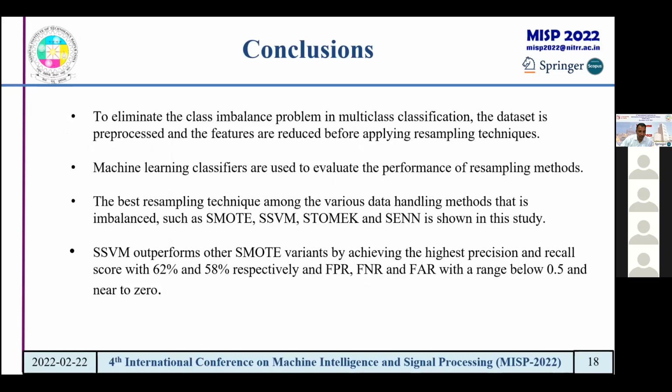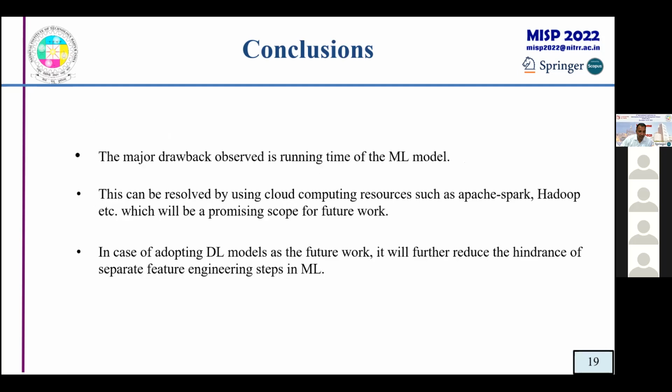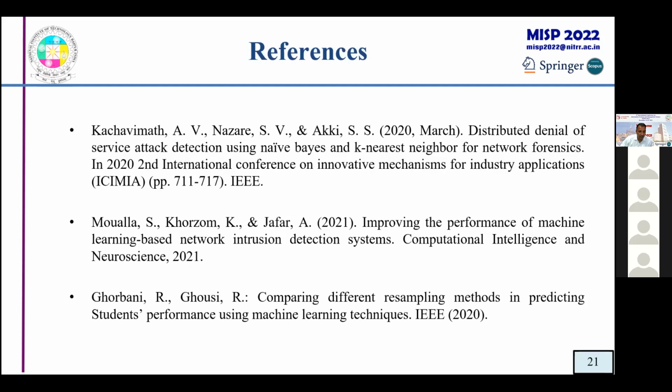And then the conclusion is that the best resampling technique among the various data handling methods for imbalanced data, such as SMOTE SVM, SMOTE-Tomek, and SMOTE-ENN shown in this study, is SMOTE SVM, which outperforms the other SMOTE variants. The drawback observed is the running time of the machine learning model. This can be resolved by using cloud computing resources, which will be our future work. In case of adopting DL models as future work, it will further reduce the hindrance. And these are our references.